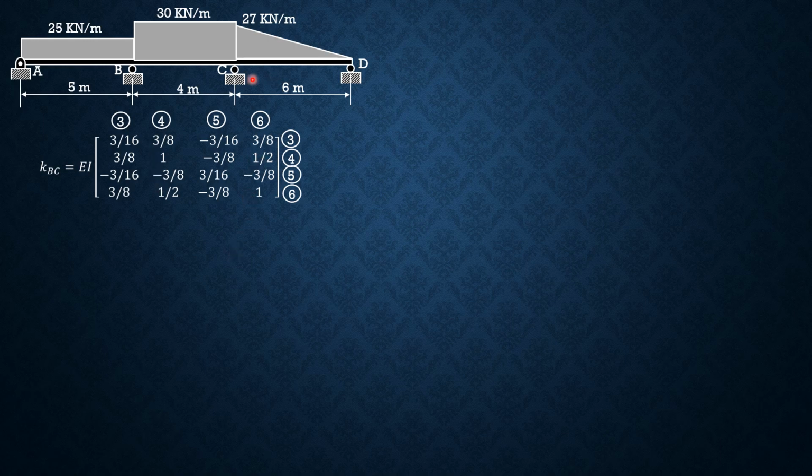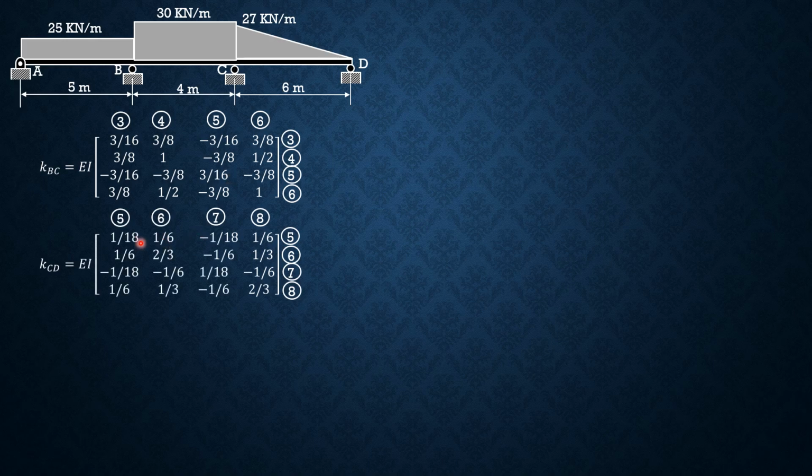And finally, for KCD, 5, 6, 7, 8, 12 times 1 over 6 cubed is 1 over 18. 6 times 1 over 6 squared is 1/6. Then the negative of 1 over 18, then just copy 1/6. This is 6 times 1 over 6 squared, or 1/6. This is 4 times 1 over 6, or 2/3, negative of this 1/6 here. Then 1/2 of 2/3 is 1/3. Then the negative of the first row entries. Then second row entries with the second and fourth cells interchanged.